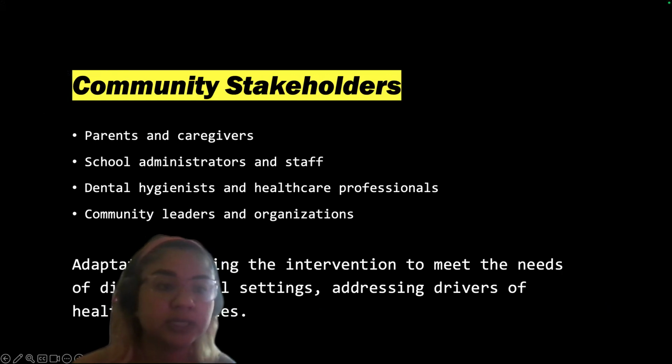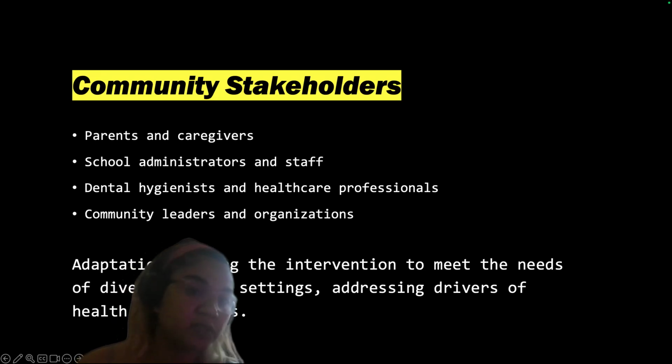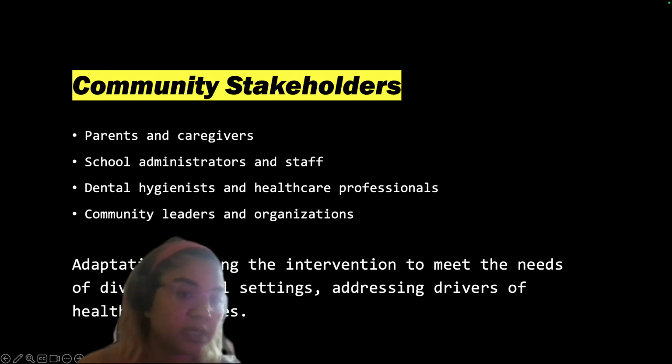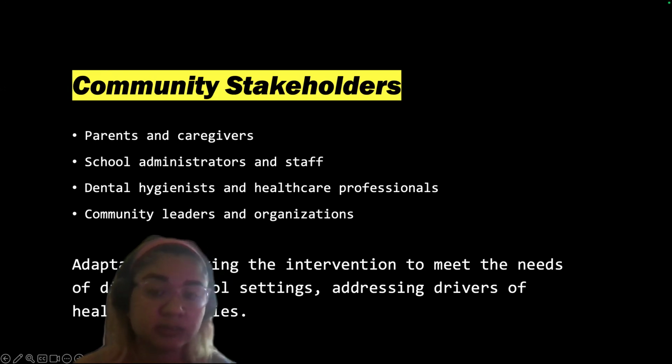Community stakeholders. So the community stakeholders for this program would be the parents and caregivers, school administrators, staff, dental hygienists, and healthcare professionals, community leaders, and organizations. This study will engage with these various community stakeholders.